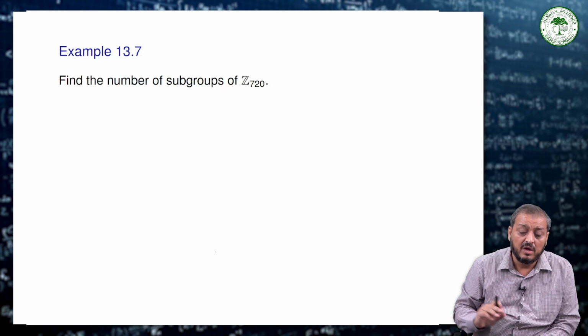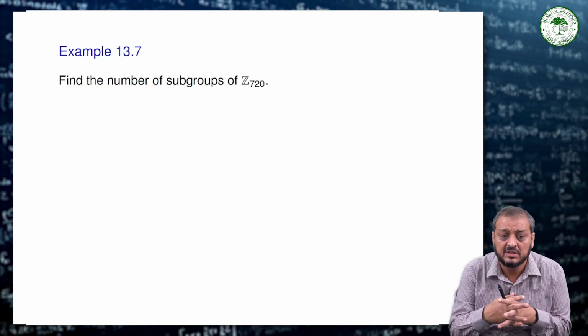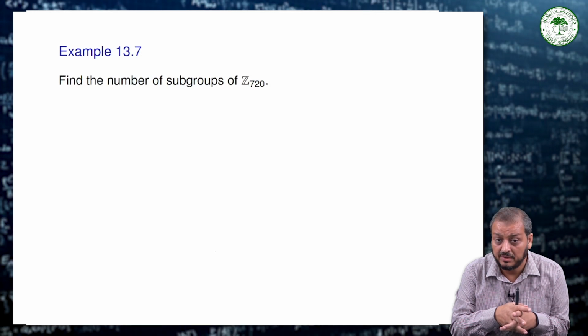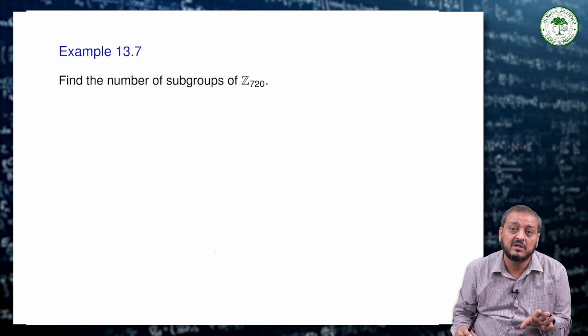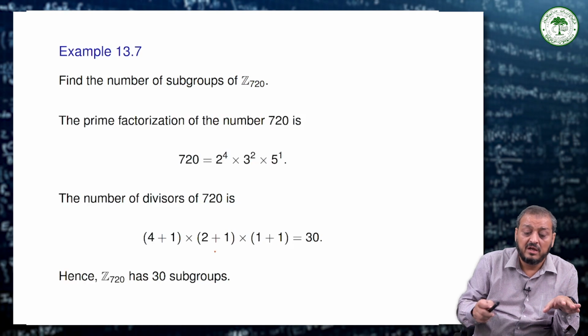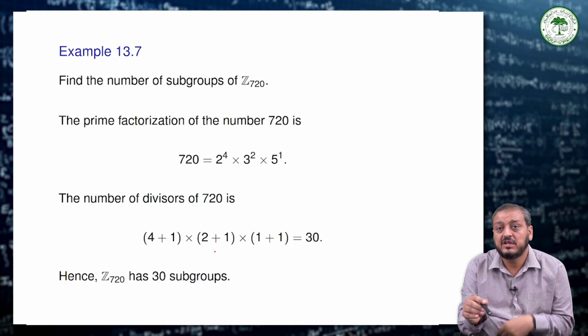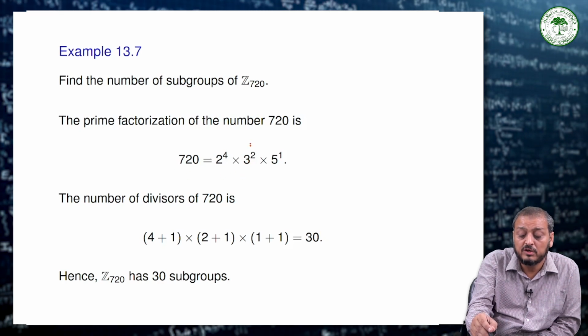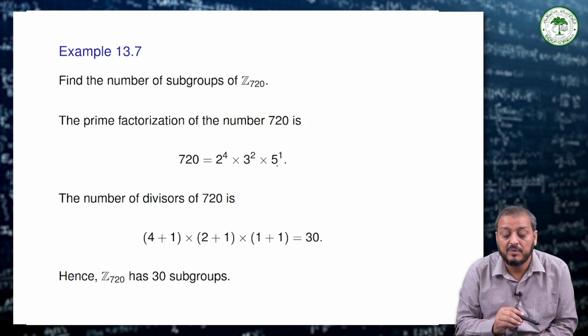Now one more example: find the number of subgroups of Z720. The prime factorization of 720 is 2 to the power 4 times 3 to the power 2 times 5 to the power 1.